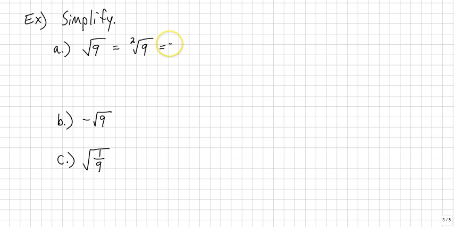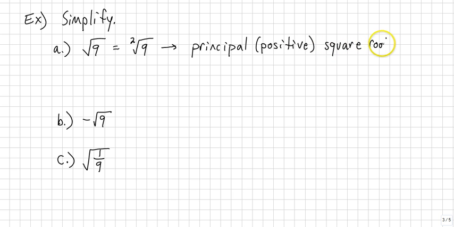And then these work just like you're used to. So in this case, what this is asking us for is the principal square root of 9. The principal just basically means positive. So the principal square root of 9 is positive 3.